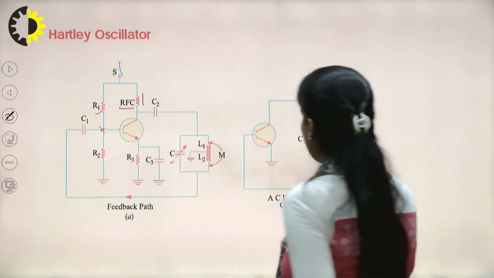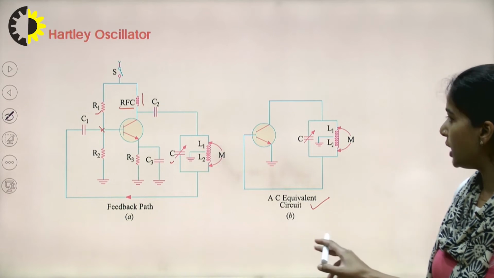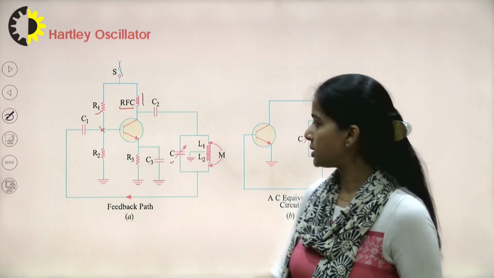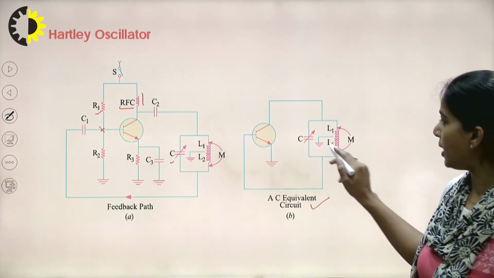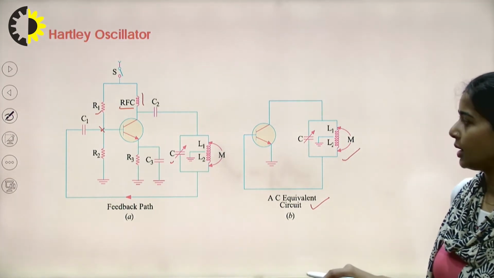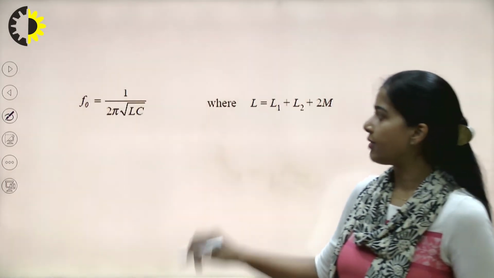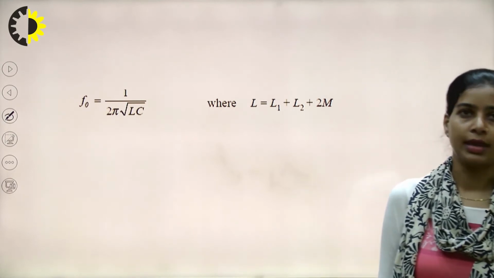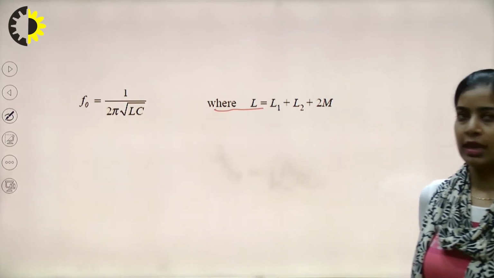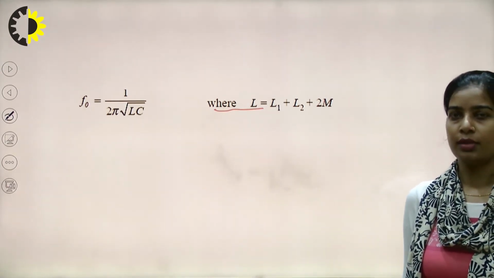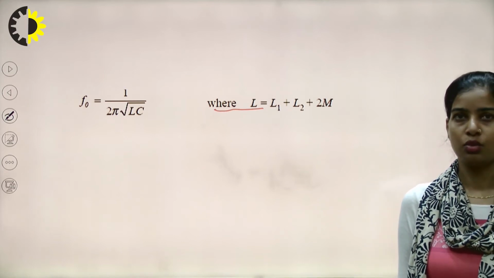Here in figure B, the AC equivalent circuit of this oscillator is shown. In the AC equivalent circuit, the capacitances are not shown here. Only the BJT is there and its oscillatory circuit. So the frequency of this oscillator is defined as 1 upon 2 pi under root LC. The value of L that we can calculate as L1 plus L2 plus 2M, where M is the mutual inductance between the two coils.